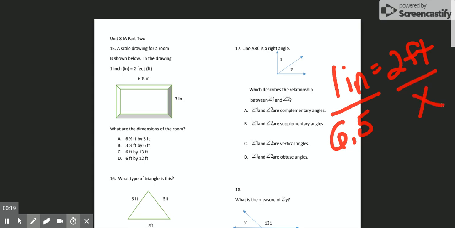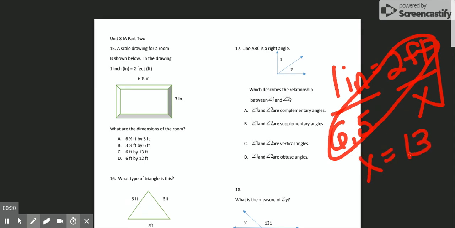You cross multiply and divide. So you take 6.5 times 2 and you should get 13. So x is 13 for that one. And just by process of elimination, the only one that has 13 even in the answer is C. So by elimination, it's C anyway.